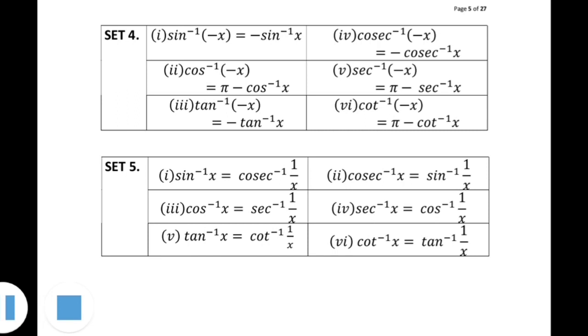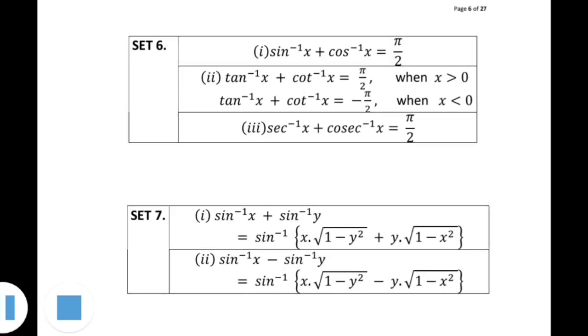Set 5. Sin inverse x equals cosec inverse 1 by x, cosec inverse x equals sin inverse 1 by x, cos inverse x equals sec inverse 1 by x, sec inverse x equals cos inverse 1 by x, tan inverse x equals cot inverse 1 by x, and cot inverse x equals tan inverse 1 by x.